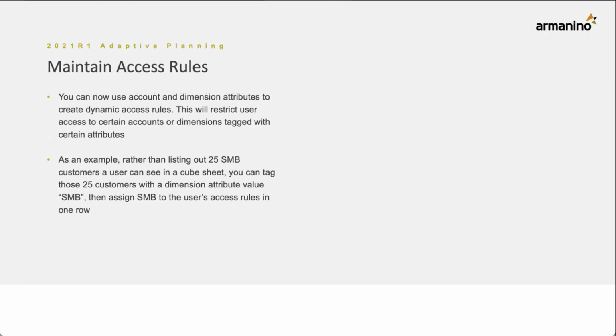Next up, maintaining access rules. So now you can use dimensions or account attributes to assign access rules. This can be used to restrict users' access to dimensions or accounts based on attributes tagged to those dimensions or accounts. A quick example: rather than listing out 25 SMB customers a user in Adaptive can see within a cube sheet, you could tag those 25 customers with a dimension attribute called SMB, and then you could turn around and use that SMB value to assign to a user's access rule in one row. So this is going to make things a lot quicker and easier and allow you to group dimensions and accounts by using the account attributes and just assigning that attribute to a user.